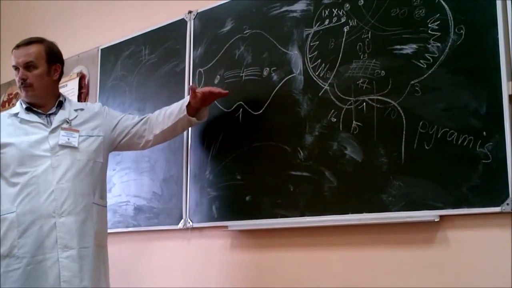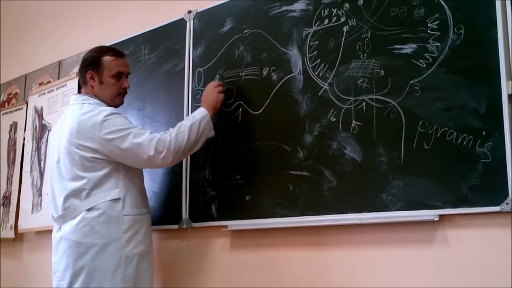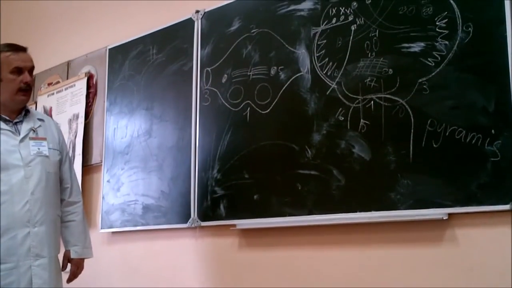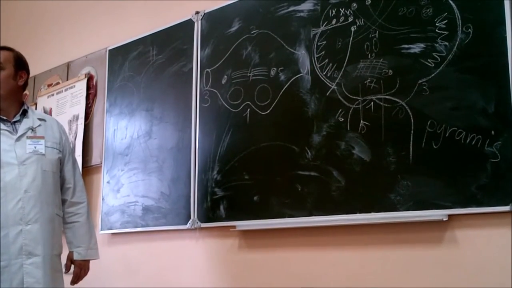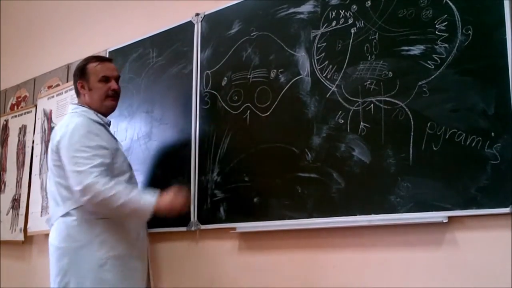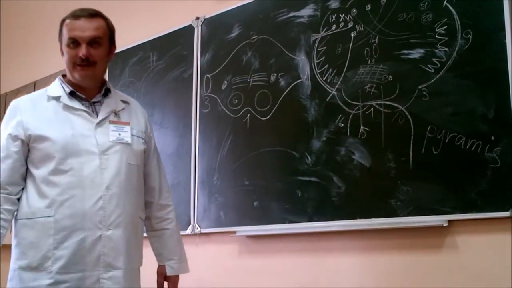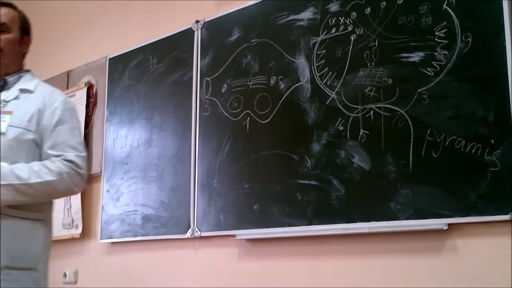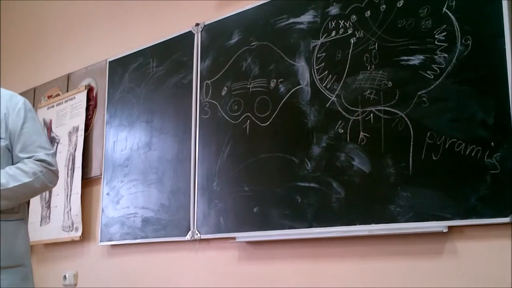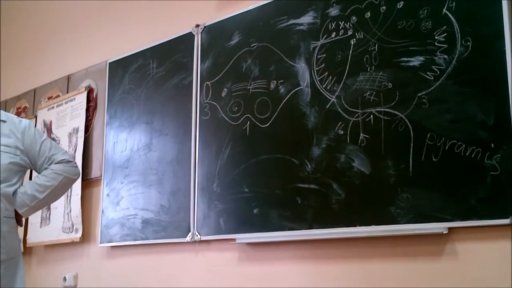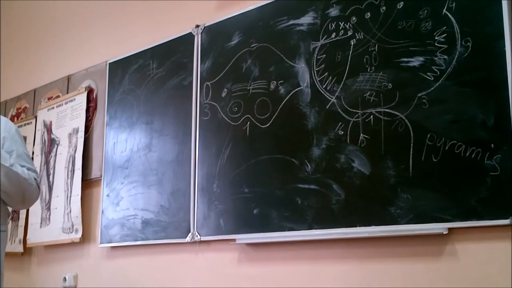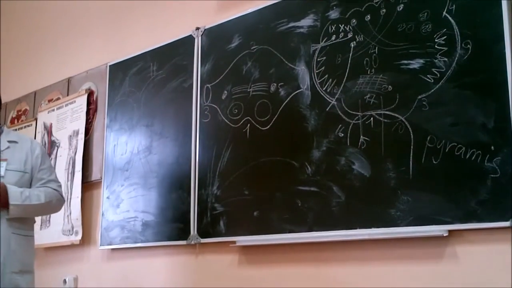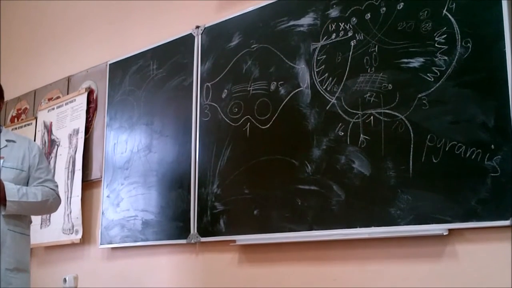Now, the ventral part. The main part is occupied by the pyramidal tracts, number six. What are their names? Corticospinalis anterior, corticospinalis lateralis, and corticonuclearis. All of them are here in the ventral part of the pons.